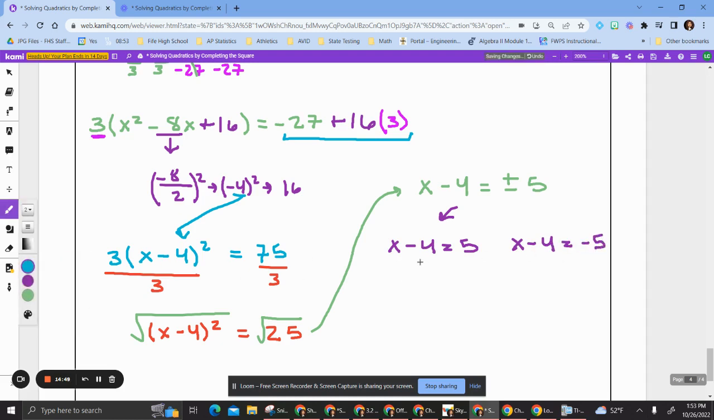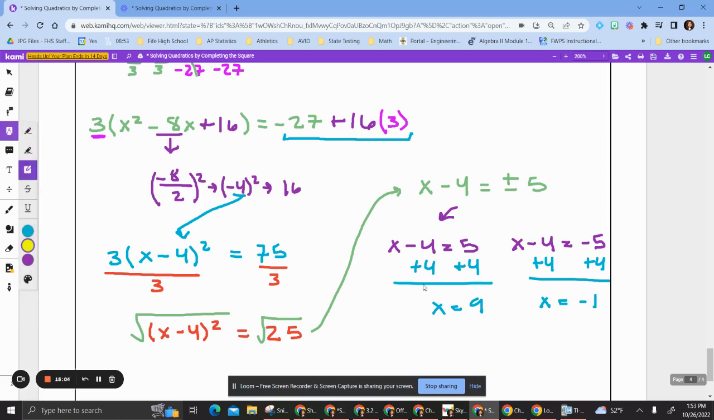I'll add 4 to this 5, and I get x is equal to 9. I'm going to add this 4 to negative 5, and I get x is equal to negative 1. And those are our two answers. And you have now solved quadratics by completing the square.